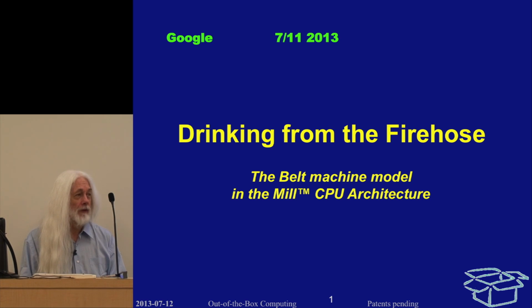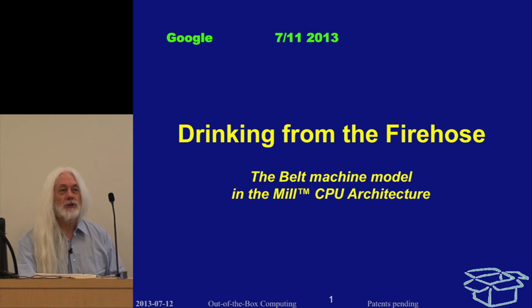This is one of a series of talks about the Mill general purpose CPU architecture. This one is about the internal data structures and how data is communicated within the machine from operation to operation, and the programmer's model that the programmer sees. We'll touch a little bit on how it's implemented on the inside as well.